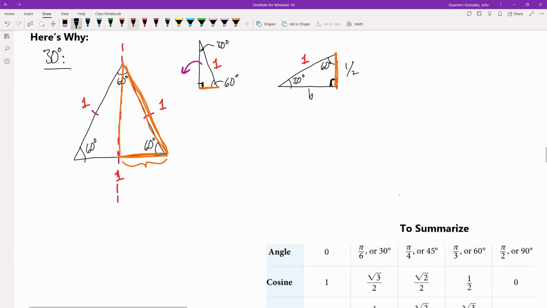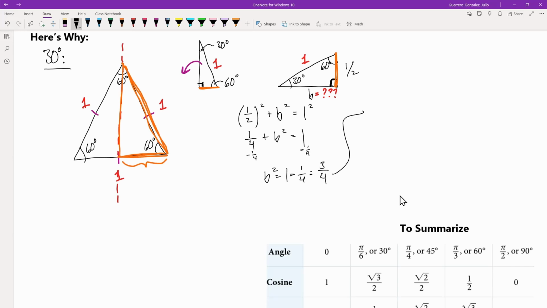So how big is B? This is the thing that we want to find. How big is that, right? This is where we're going to use the Pythagorean theorem, okay? So from here we have (1/2) squared plus B squared is equal to 1 squared, okay? (1/2) squared, that's 1/4. 1/4 plus B squared is equal to 1, minus 1/4. B squared is 1 minus 1/4, which is 3/4.